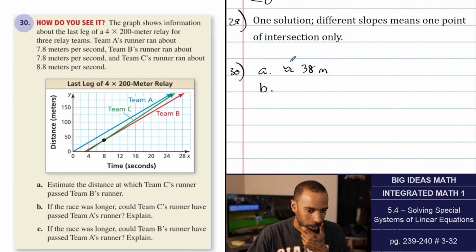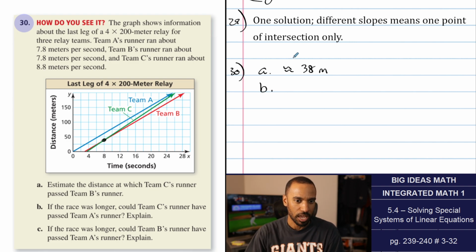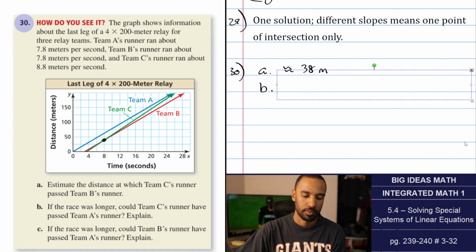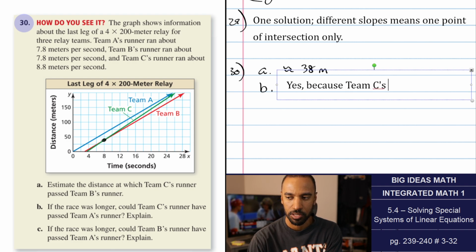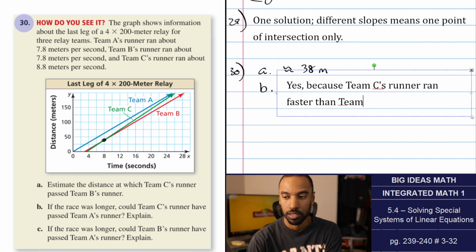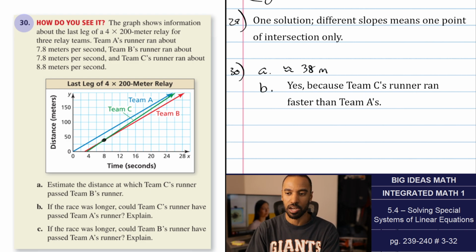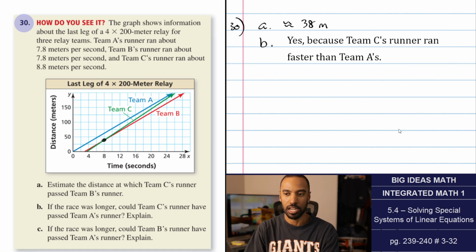Part B. If the race was longer, could Team C's runner have passed Team A's runner? Explain. Yeah, absolutely. So yes, because Team C's runner ran faster than Team A's. What they're saying is there a solution? Yes, there is. It doesn't matter if it's outside of the window range. Will it eventually catch up and intersect?